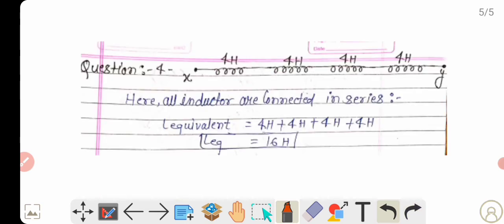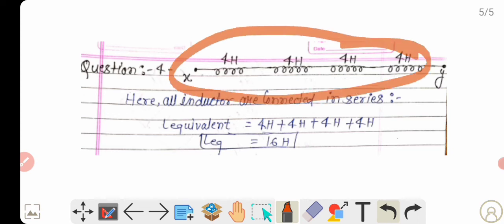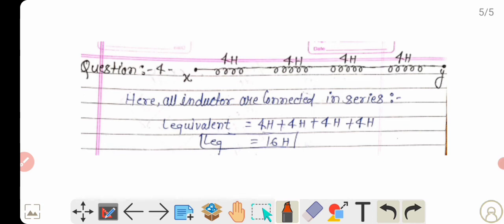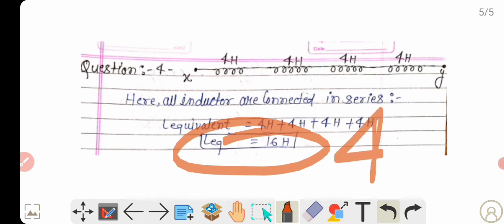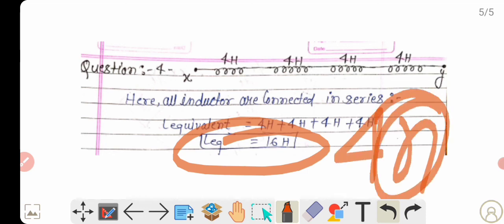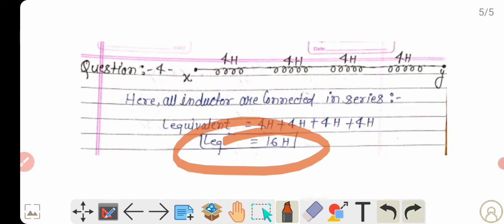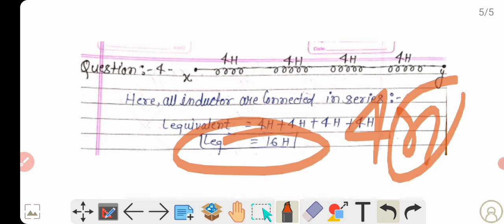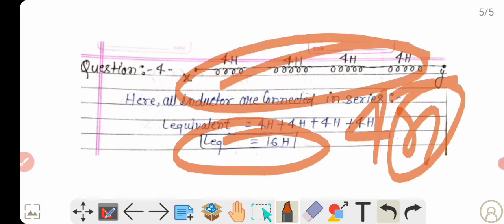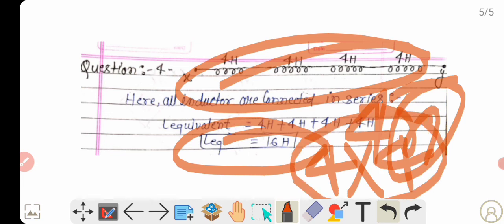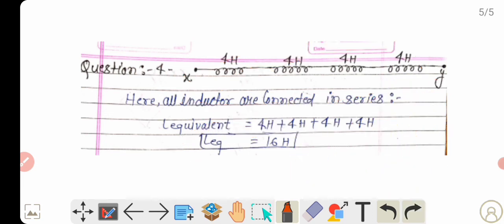Now friends, the next question is so simple. We have to calculate the equivalent value of inductance between terminals x and y. As you can see here, all the inductances are in series, so we add them, and the value of L equivalent will be 16 Henry. We can also use the formula for N, where N is the number of inductances. As you can see, the number of inductances is 4, so 4 into 4 will be 16 Henry. These are the numerical questions based on the concept of inductance.